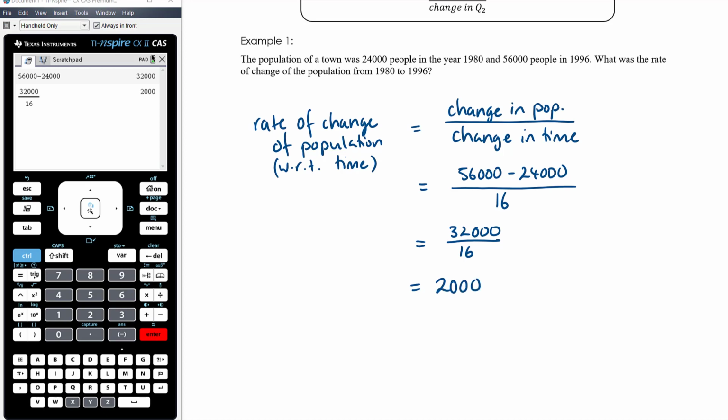Now let's think a bit about units. Okay, so the rate of change, the change in population, so population is measured in people over the change in time, and in this case time is measured in years. And so therefore our rate of change is in people per year. Okay, so the units of the numerator over the units of the denominator. So the rate of change over the 16-year period is on average 2,000 people per year.